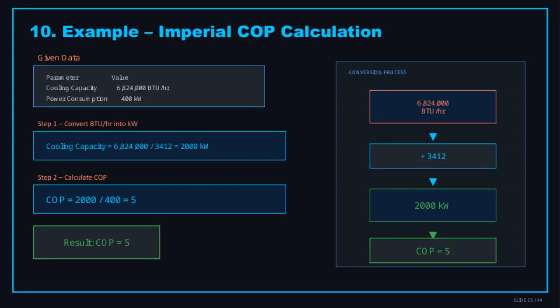Let's walk through how we calculate the coefficient of performance, or COP, using imperial units. First, we convert the cooling capacity from BTUs per hour into kilowatts. In this example, 6,824,000 BTU per hour becomes 2,000 kilowatts. Then, we divide that cooling capacity by the power consumption, which is 400 kilowatts. The result is a COP of 5, a straightforward way to measure efficiency in this system.